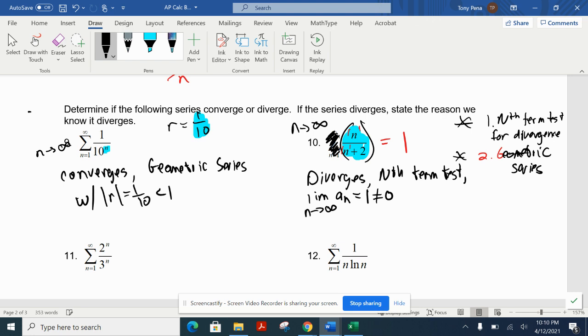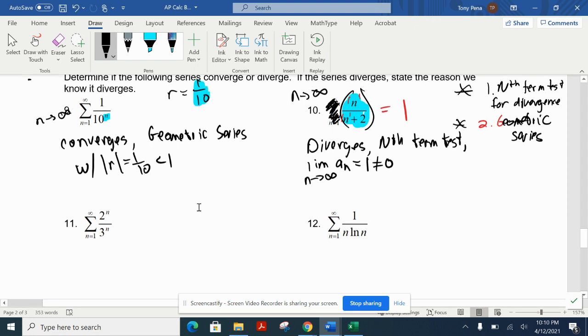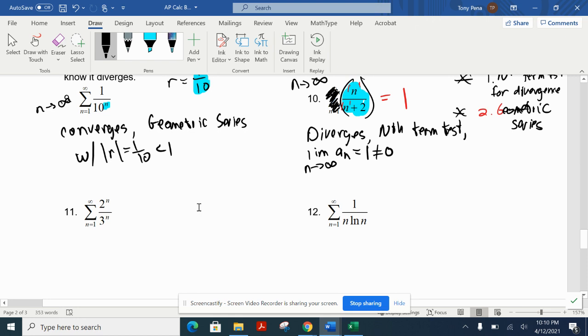Nth term test, geometric, that was the previous set of notes from yesterday. When we look at number 11, same thing. Make sure it passes the nth term test. It should, because our faster growing function is on the bottom. So because of that, this should overall have a limit of 0.